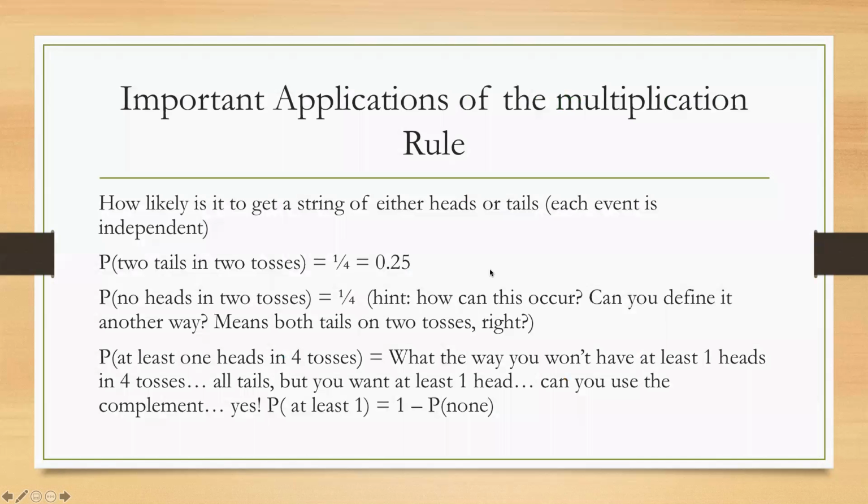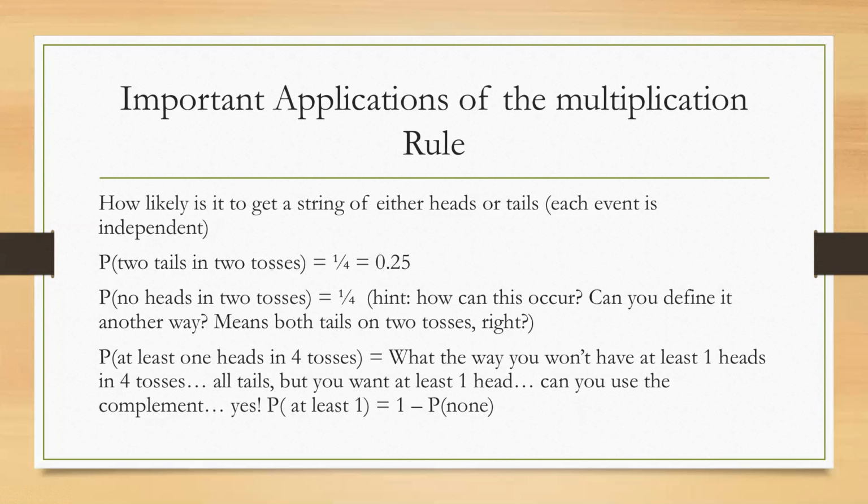So, important applications of the multiplication rule. How likely is it to get a string of either heads or tails? Each event is independent. I put the answers already on here so you can read them as I talk about them. The probability of 2 tails in 2 tosses is 1/4, right? If you think about it, you could draw the sample space out. There'd be 4 possible events in there: heads heads, heads tails, tails heads, and tails tails. So there's only one way you can get 2 tails in 2 tosses, but there are 4 possible outcomes, so 1/4.